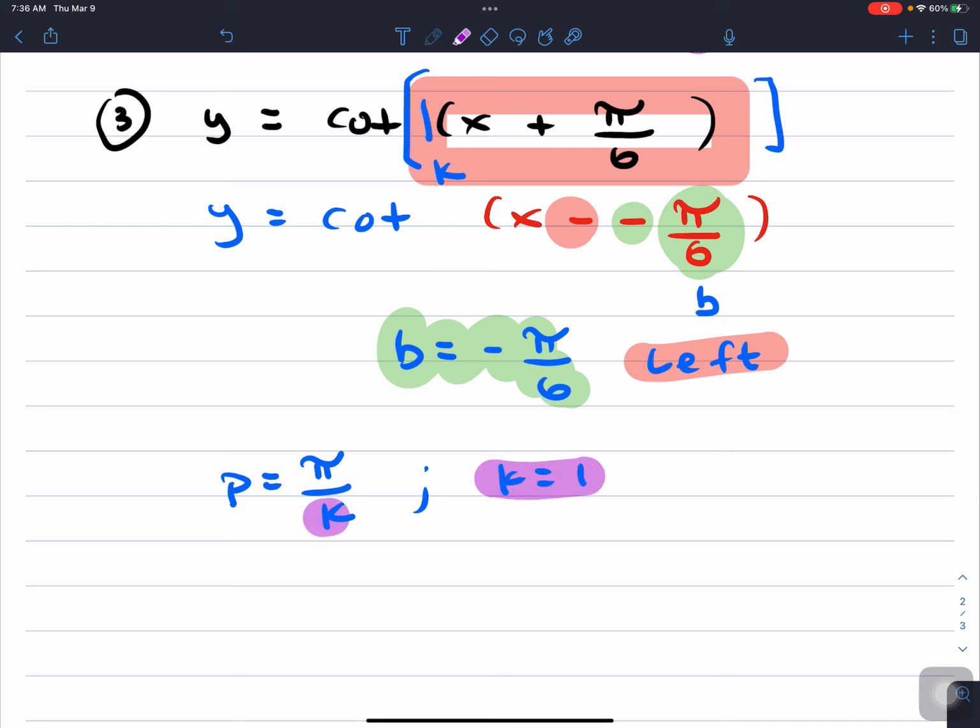So if k is 1, goes here, here. What do we know about the period? Period is pi over what? 1. What's pi over 1? Pi. There you go.